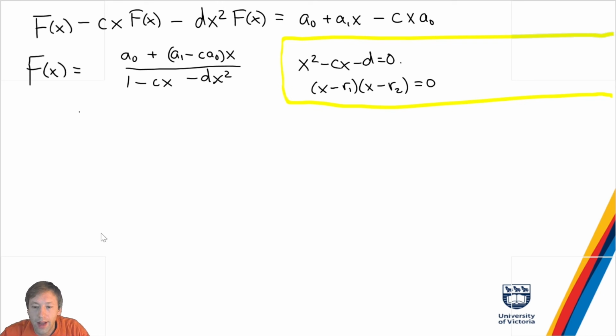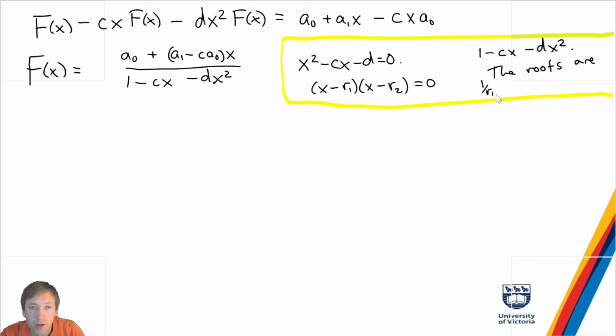Okay, now here's the thing. If you think about it, if the roots of the characteristic polynomial are r1 and r2, and I look at the polynomial 1 minus cx minus dx squared, the roots are the reciprocals of r1 and r2.